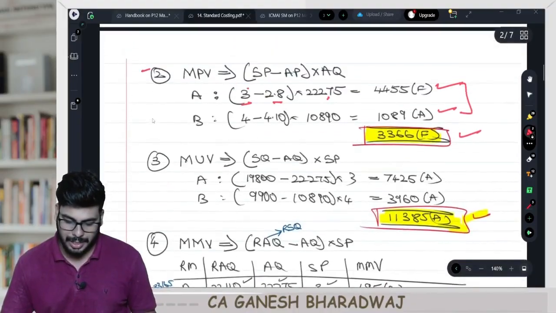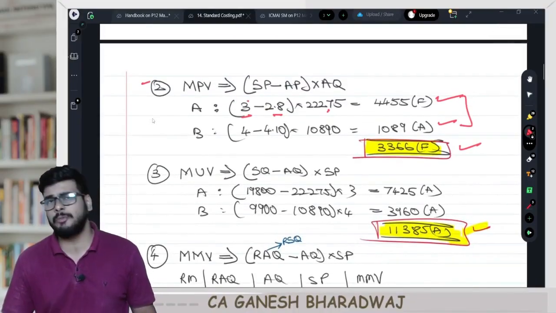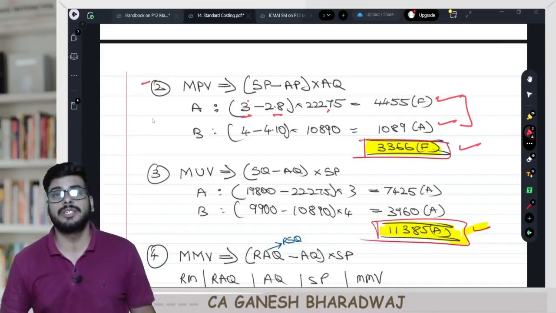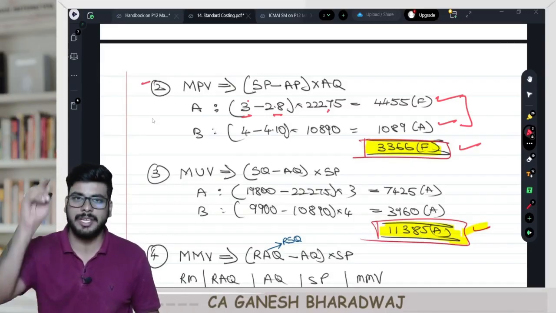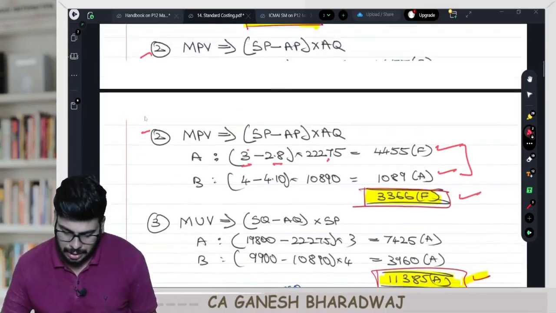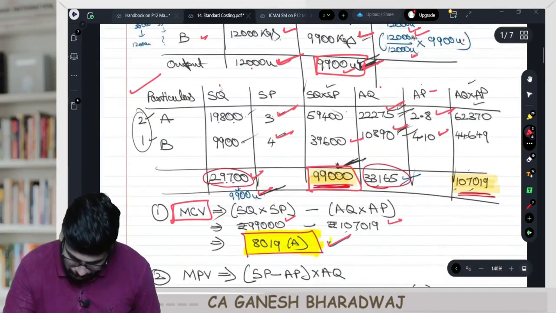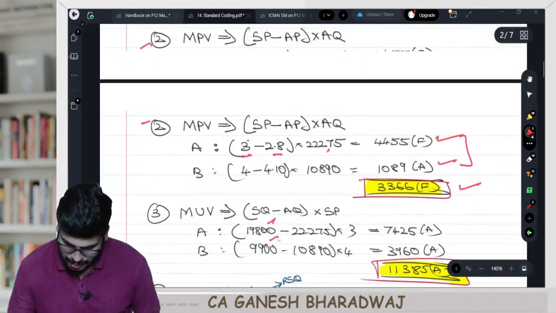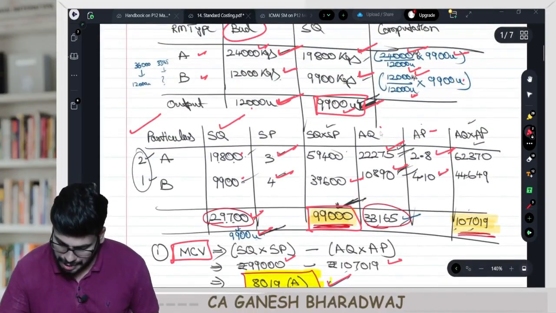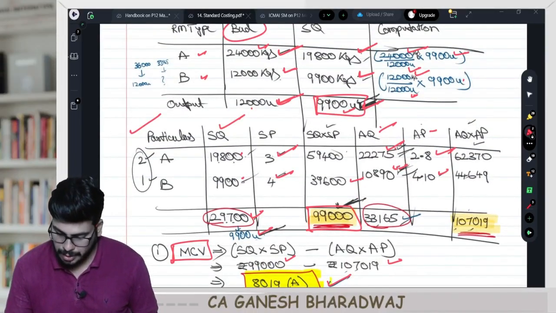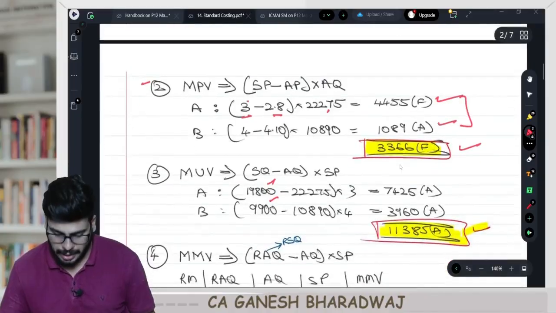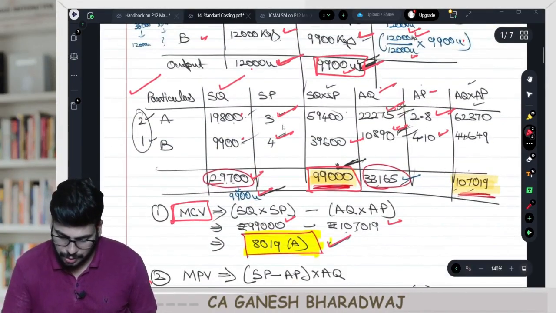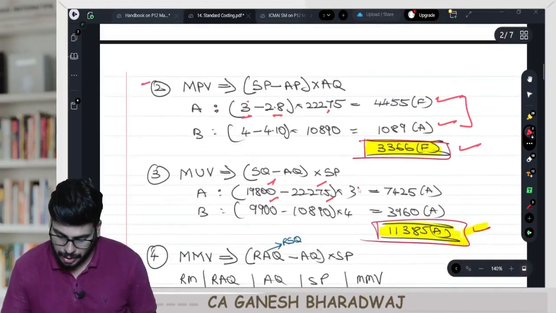Now let's go on to the next one, the usage variance. Formula for usage variance, standard quantity minus actual quantity into standard price. Who is the responsible guy? You guys know it. Who is he? The production manager. Now standard quantity, you can pick this up from this table. So 19,800, 9,900. Actual quantity, you can pick it up from here: 22,275 and 10,890, into standard price, which is going to be 3 and 4 respectively. You can just get these figures.